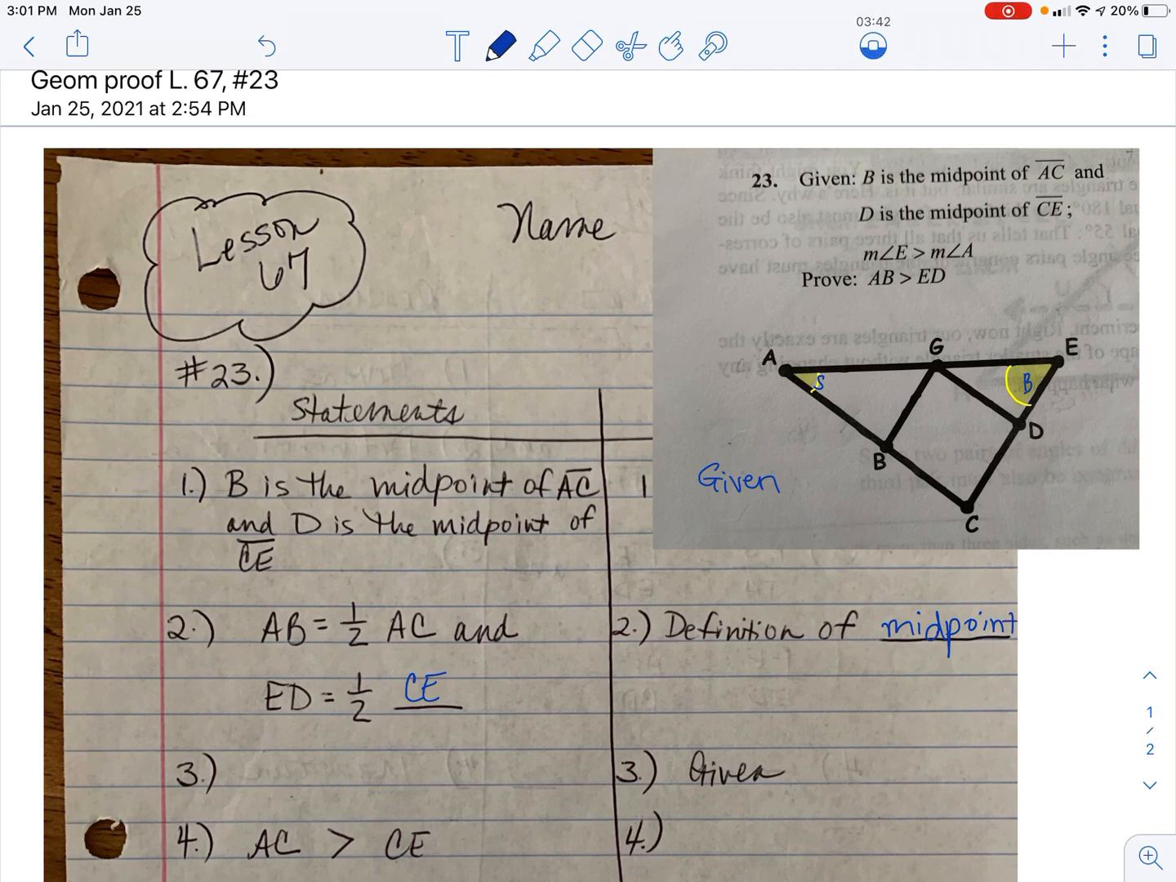Okay? Now, number 3, we're going to go ahead and put down that given information about those angles that we wrote up there, the bigger angle and the smaller angle. So the measure of angle E is greater than the measure of angle A, given information.